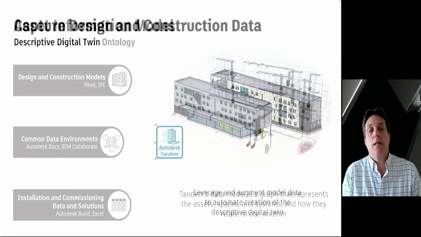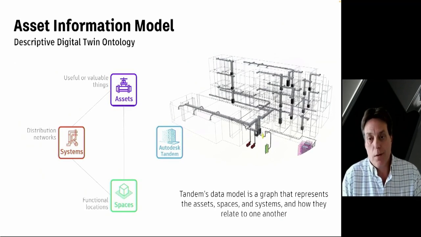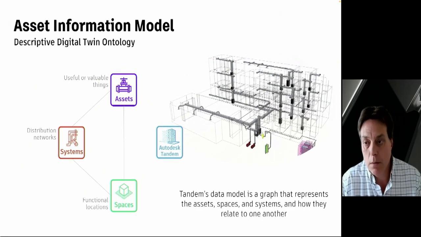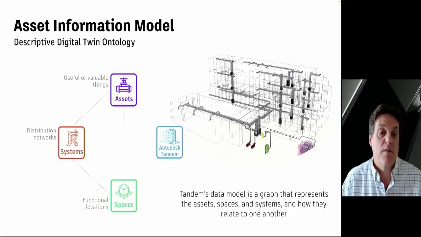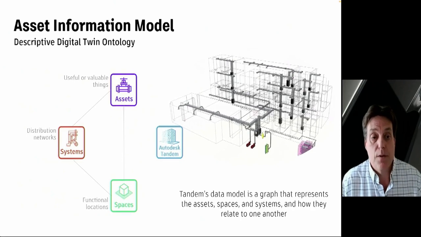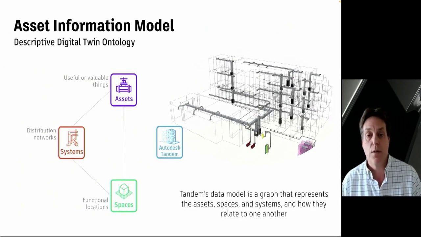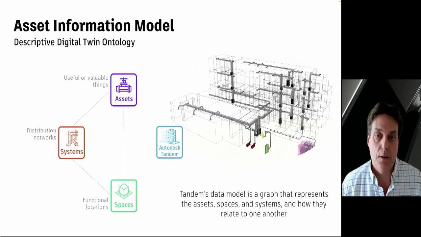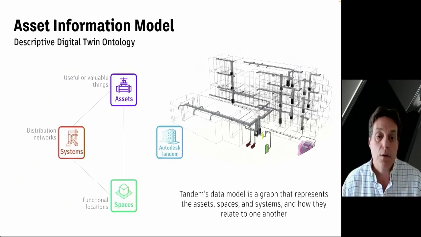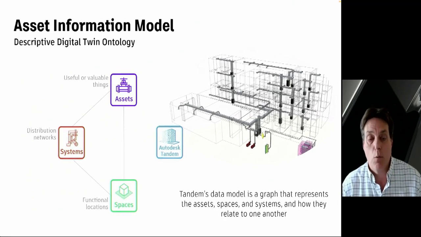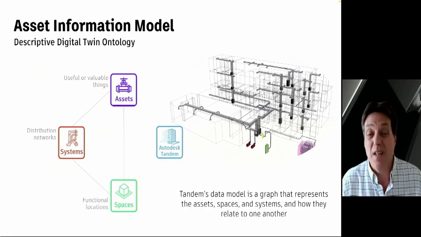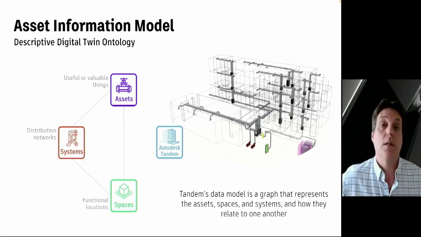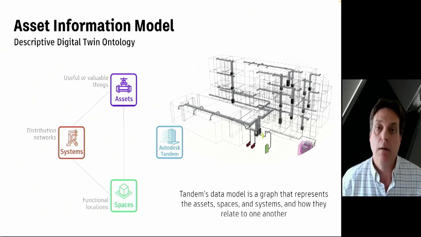What's happening inside Tandem as you're performing these workflows is we're creating an asset information model. This is basically a digital twin ontology that includes all of the assets and equipment within the facility, the functional locations or the spaces within the facility, and most importantly, the systems and the relationships that connect the assets and spaces. This ontology will enable Tandem to answer questions like, where is this asset and how do I access it? Or if this component fails or I need to take it offline for maintenance, what spaces and people are affected by that event?